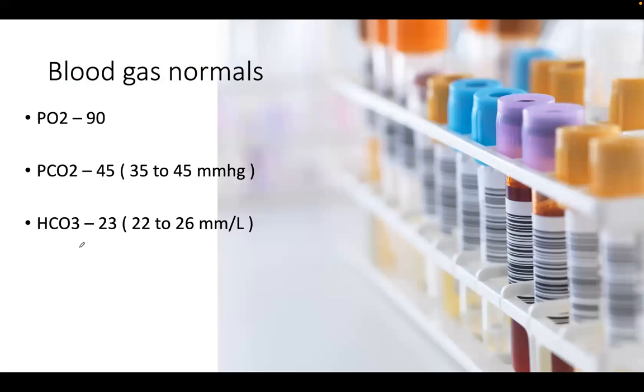Now for your blood gas normals, just utilize these values. Don't be surprised if from one physiology book to another, one laboratory to another, there might be a slight variation of the range, but it's more or less the same. PO2 of 90, a PCO2 of 35 to 45, and a bicarbonate of 22 to 26. So please refer to your study guide.